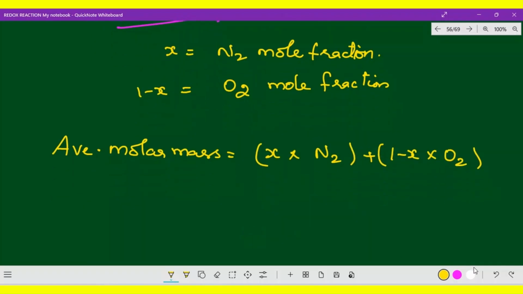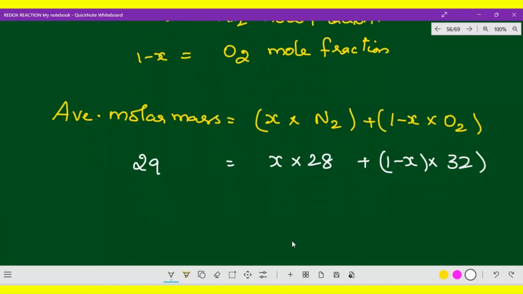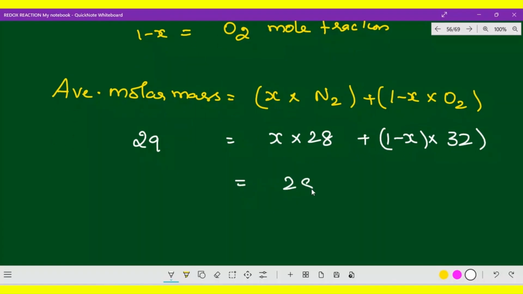Now, let us apply the values. The average molar mass is 29, equal to X into 28 plus 1 minus X into 32. So 28X plus 32 into 1 minus X, which is 32 minus 32X.